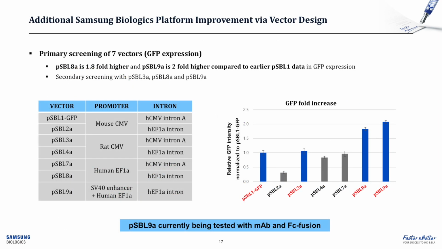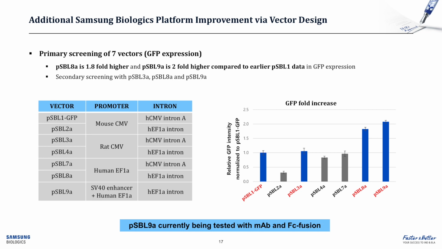So as I alluded to earlier, we hadn't done any vector optimization. Here I'm just going to briefly describe some of the preliminary work that we had done to improve the vector that was used for the performance test. So we took the PSBL1 base vector, which is a mouse CMV promoter, introns, the human CMV and human EF1 alpha. Cloned in here as a reporter for the vector screening, GFP.